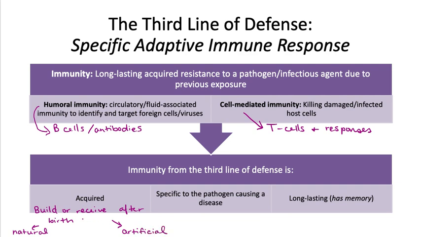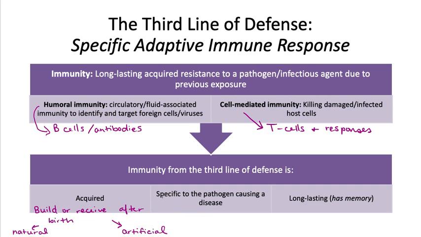All right, we can receive immunity naturally through breast milk, for example, or we can receive immunity artificially through a serum donation, where you get plasma donated from another individual that hopefully has the antibodies in that plasma to fight the infection that you have. So we'll go more over this.